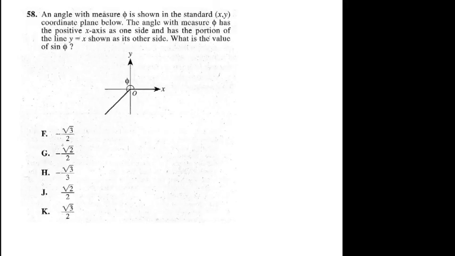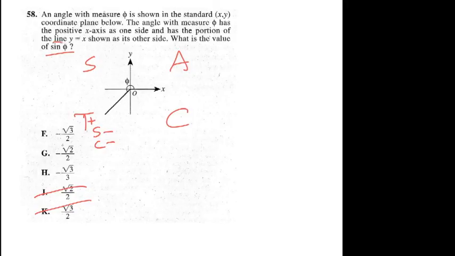So here's where we go back to our All Students Take Calculus. Let's start with that. They're wanting the sine. We know that in this third quadrant, sine is negative, cosine is negative, tangent is positive. So that tells me I'm looking for a negative answer. It means these two are not going to be an answer for consideration.